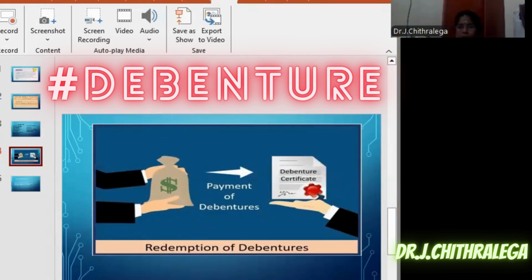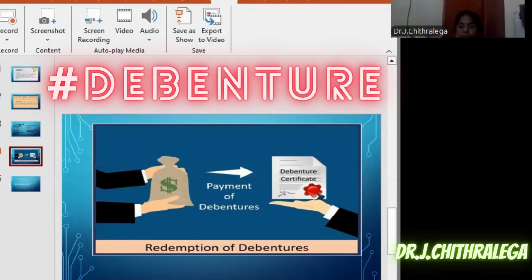There are certain methods of redemption of debentures. First you have the lump sum payment method at the end of the fixed period. Under this method, the total amount of debenture is paid to the debenture holders as a single complete sum of money at the expiry of a specified period, at the maturity of the debenture.